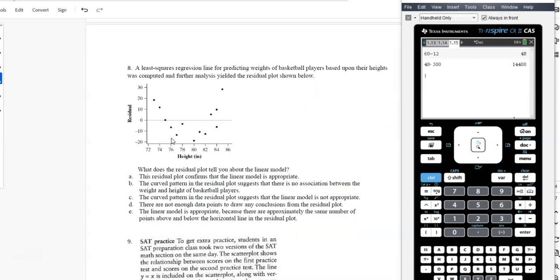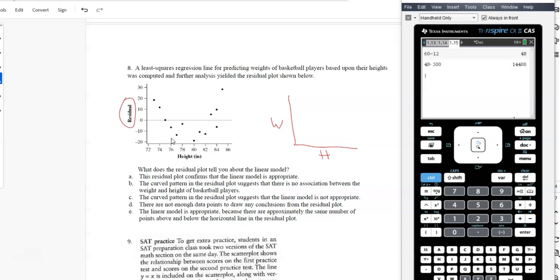The least squares regression line for predicting weights of basketball players based upon their heights was computed, and further analysis yielded a residual plot shown. So in other words, we don't see the actual height and the predicting weights. We don't know what this actual scatter plot looks like. This is not the scatter plot. I need you to understand that. This is the residual plot.